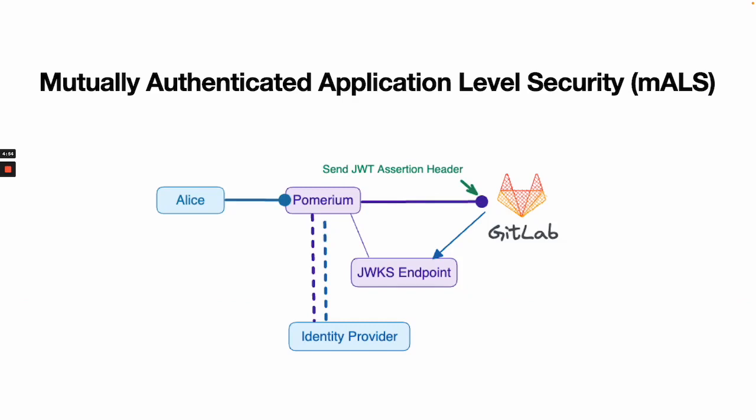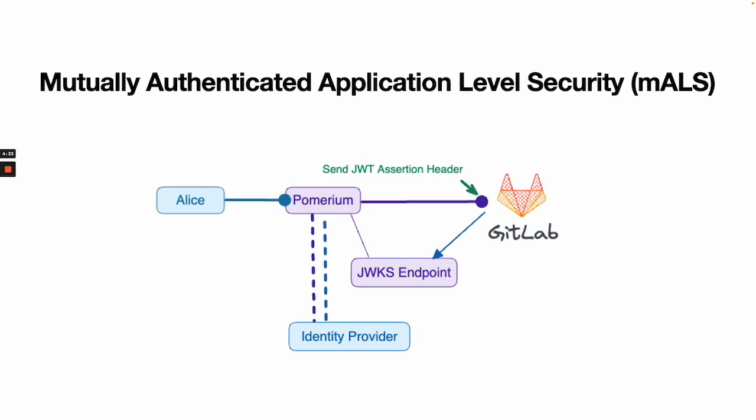Say Alice from engineering needs to access an internal developer app like GitLab. She navigates to GitLab's Pomerium URL. Because we've set up mALS, Pomerium can be configured to forward a cryptographically signed JWT to GitLab for verification, and GitLab can verify Alice's identity with the JWT.